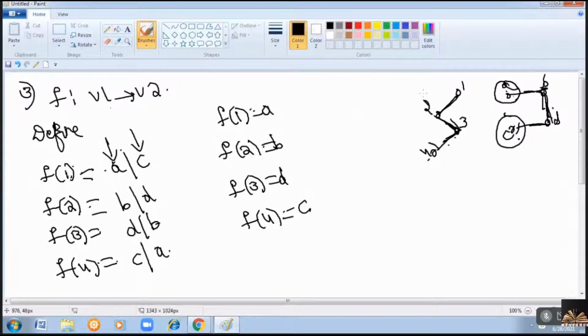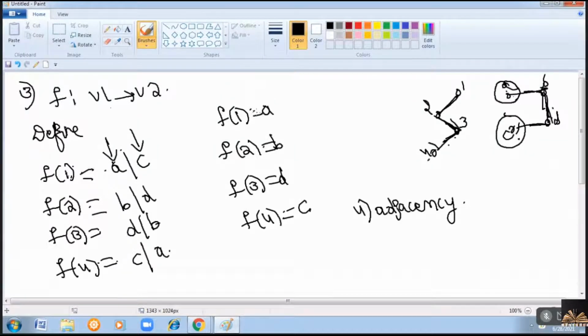Now we have defined the function. Next, you need to check whether the adjacency is preserved or not. And one more thing: you also have to check whether the function is a bijective function or not. If both are satisfied, then only you can say that these two graphs are isomorphic with each other. Now, let me check whether the adjacency is preserved or not. I am checking the adjacency. Right.